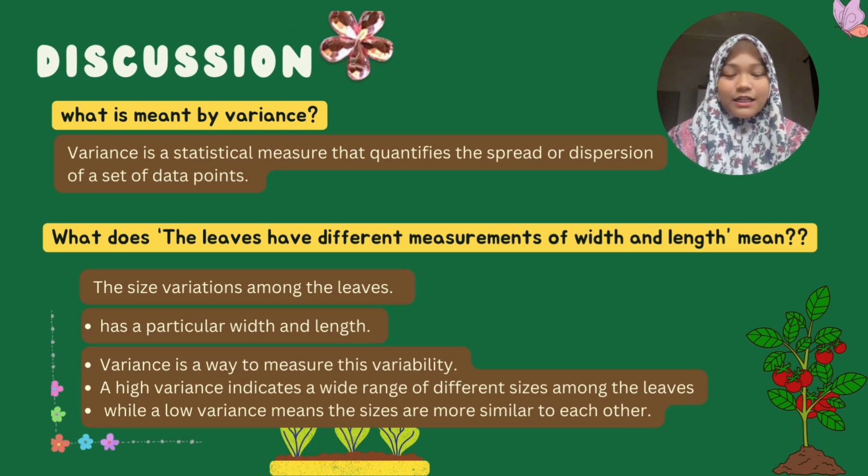from their average size. A high variance indicates a wide range of different sizes among the leaves, while a low variance means the sizes are more similar to each other.